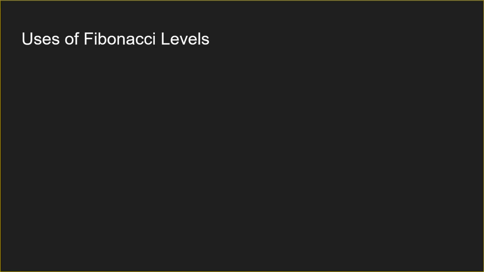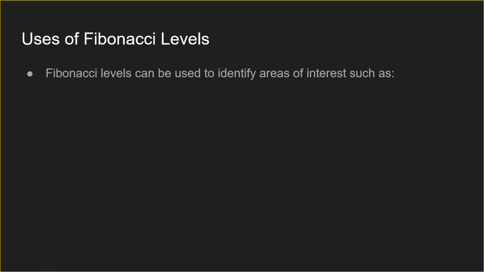So let's talk about uses of Fibonacci levels and how to best utilize this system. Fib levels can be used to identify areas of interest, for the purposes of support and resistance levels. We can pinpoint levels of retracement. So let's say price shot up, let's say Bitcoin went up to 50,000.